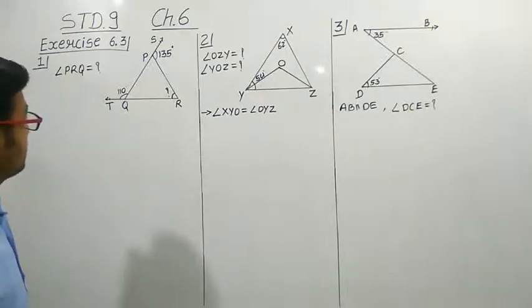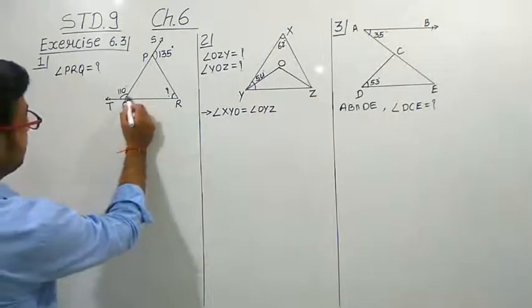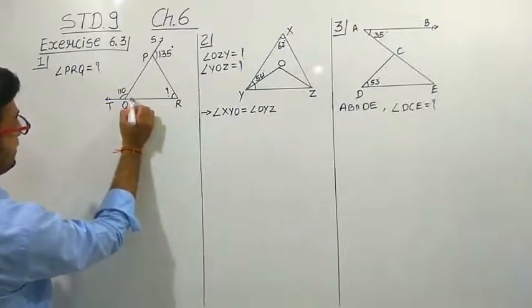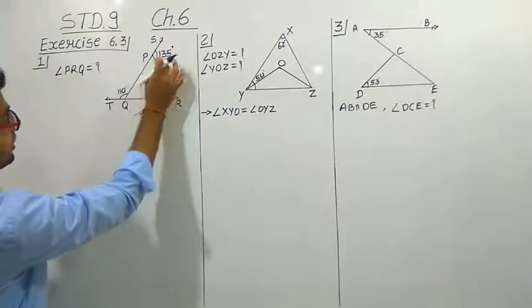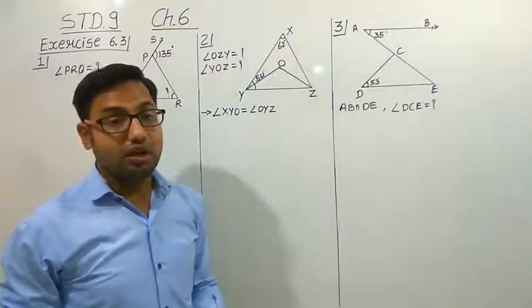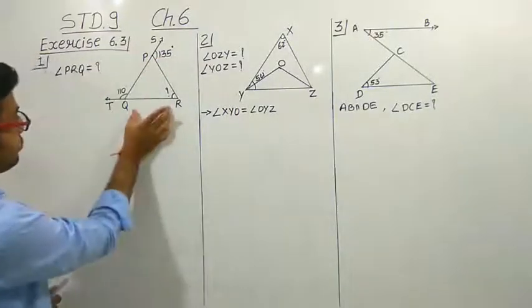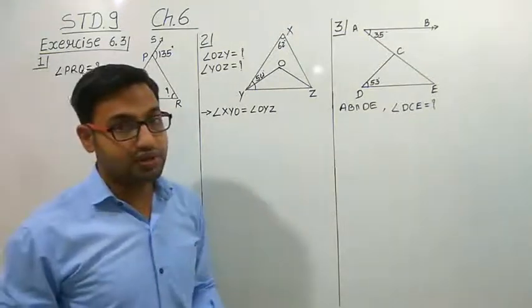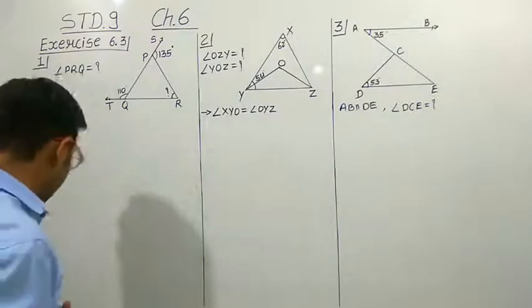In the second method, we apply the linear pair concept, right? So that we can find out this angle. Now this is an exterior angle, and it is equal to the addition of the two opposite angles, that means Q plus R. So in this way we can also find the solution. So let us apply the second method.